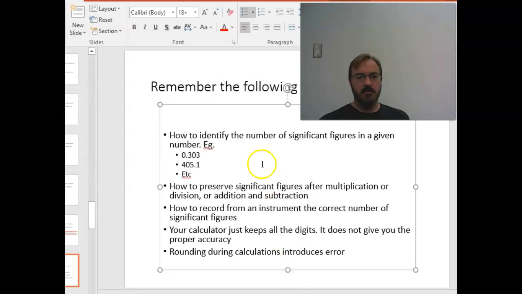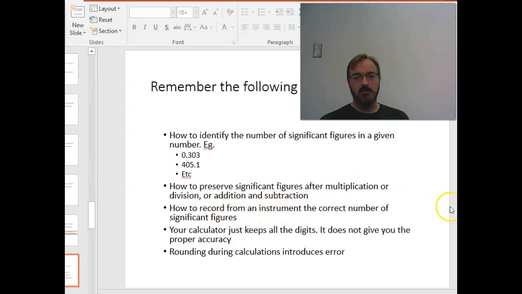How to identify the significant figures in a given number? You need to know how to do that. You need to be able to do multiplication and division, and addition, subtraction. You need to know how to record the significant figures from an instrument to the correct number of sig figs. And remember, your calculator just throws all of the digits back at you, and you need to know how to record properly or determine where to round. And then rounding errors can introduce additional error. If I had time, we could go through an example of how you can drastically change your answer with rounding errors. But I'm just going to go ahead and leave that there.